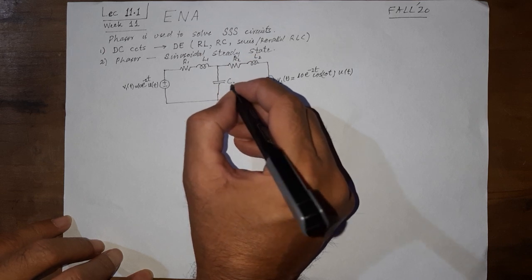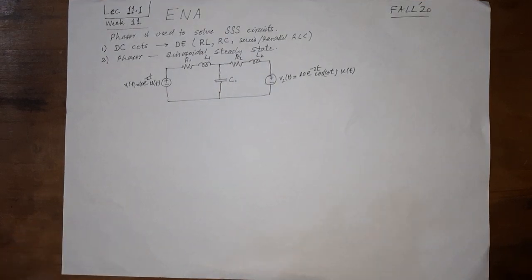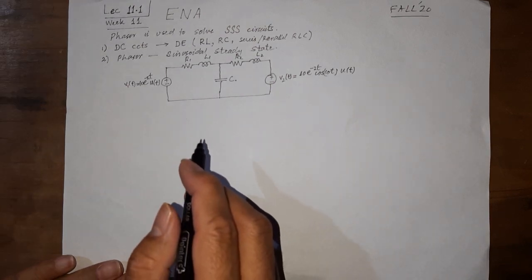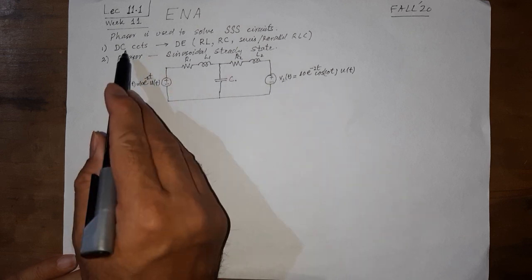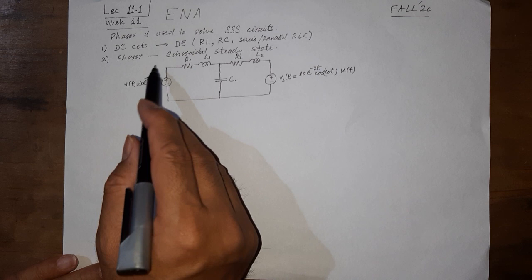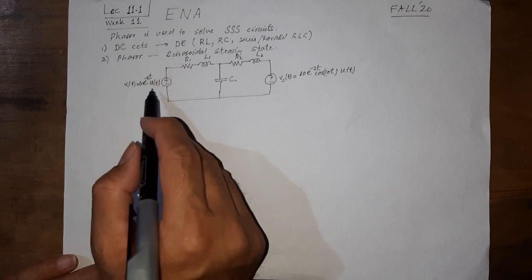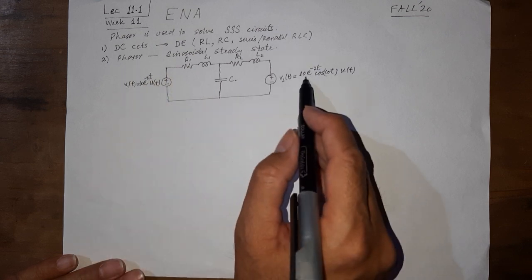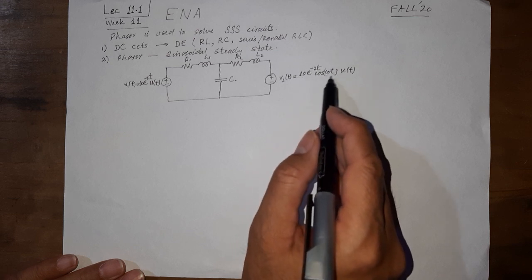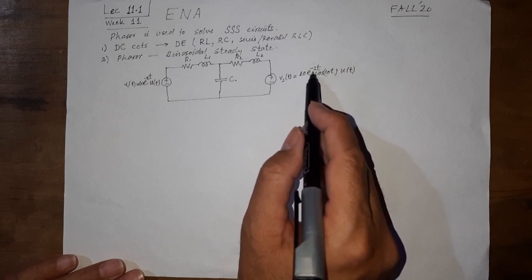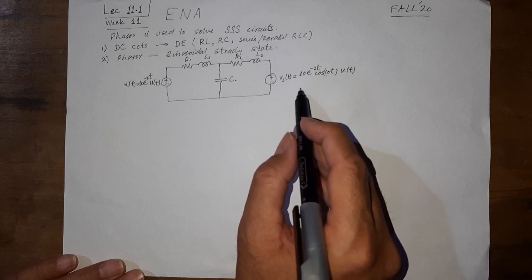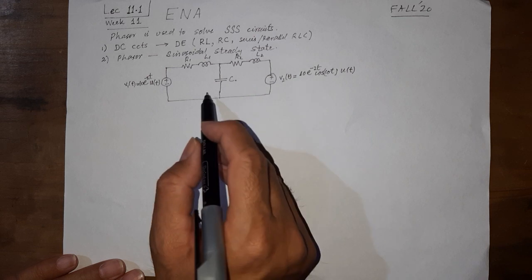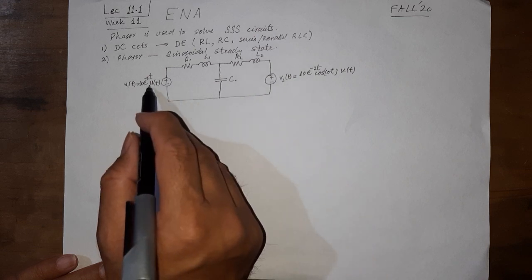So, can we, by our current knowledge, solve such kinds of circuits? No, these are not DC sources, so our knowledge of LCA cannot be applied here. And this is not a sinusoidal source. This is not a purely sinusoidal source. It has a decaying exponent multiplied with it, so it is a sinusoid that is decaying with time. So this is also a decaying function.